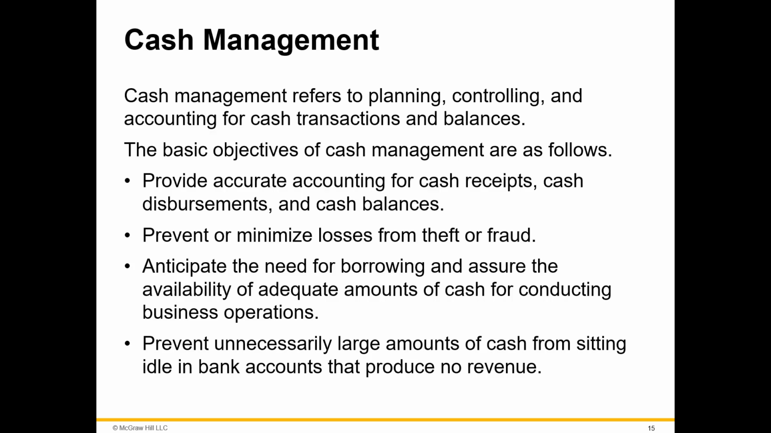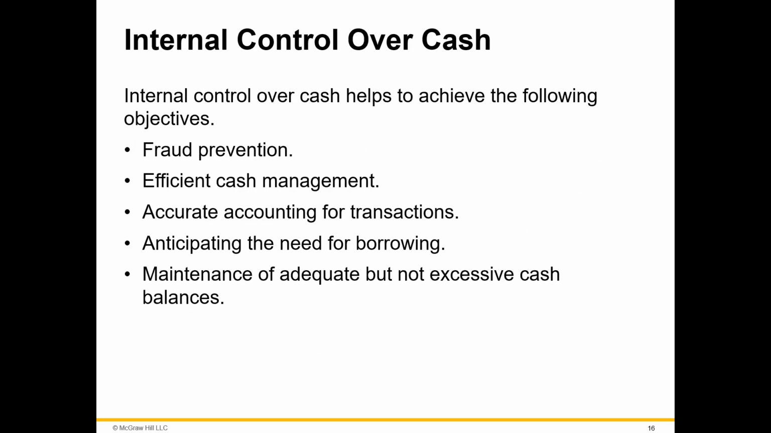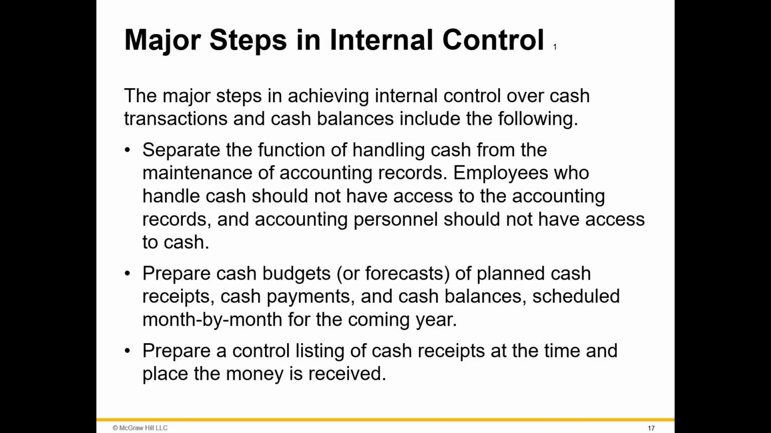That we know how much cash we have, and we've reflected cash receipts and cash disbursements. We're minimizing loss, and so we're managing that. And then anticipating the need for borrowing and making sure we don't have unnecessarily large amounts of cash that could be invested in the short term. We do have certain internal controls over cash, and that is to prevent fraud. It is to efficiently manage cash, make sure we are accurately accounting for and reporting transactions, and making sure we are anticipating the need for borrowing, and making sure that we have adequate cash on hand. And so those are some of the steps we're going to have.